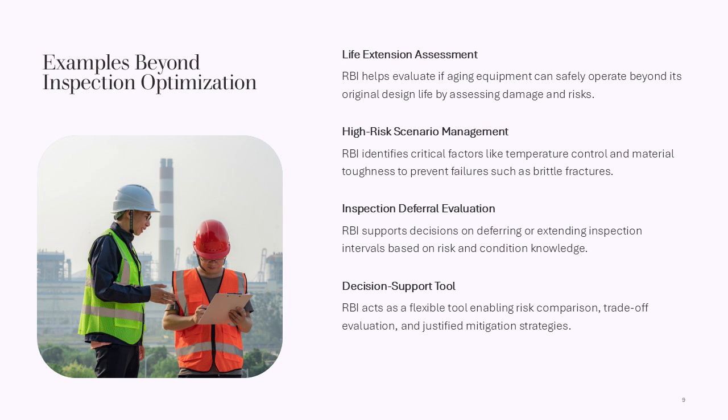RBI is also useful in managing specific high-risk scenarios such as brittle fracture, where failure can occur without significant prior degradation. In such cases, RBI highlights the importance of operating temperature control, material toughness, and procedural safeguards, rather than relying solely on inspection. Similarly, RBI can inform decisions related to equipment with high economic or safety consequences, where even low probabilities of failure may be unacceptable.